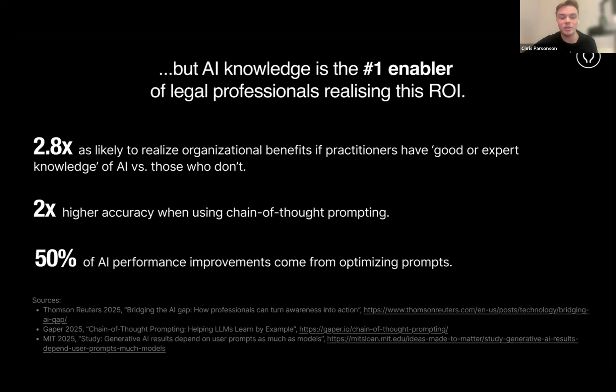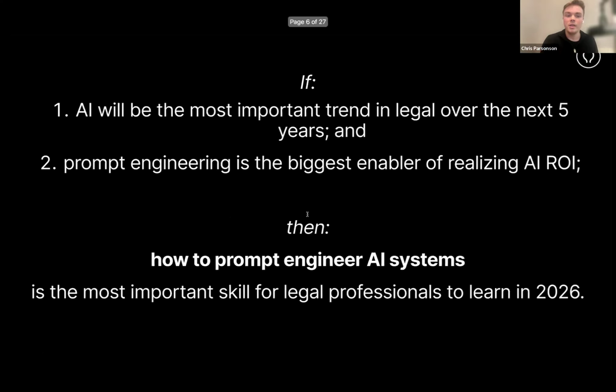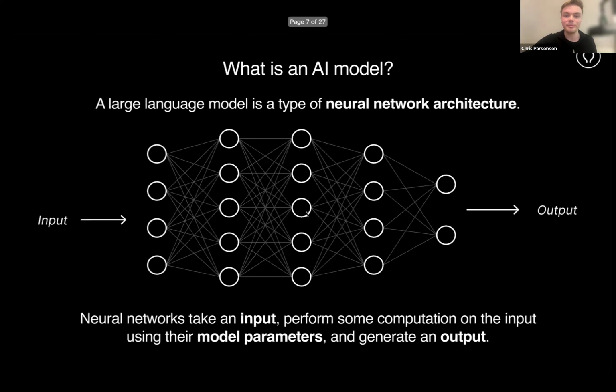And there was a study done by MIT recently that found that everyone's talking about the performance of AI models improving over time, and they are improving, but actually 50% of the AI performance improvements are coming from prompt optimization. So the reason that we're here today and giving this particular webinar is that, one, AI is the most important trend in legal over the next 5 years, and two, if prompt engineering is the biggest unlock or biggest enabler of realizing the AI ROI, then how to prompt engineer AI systems is the most important skill for legal professionals to be learning in 2026.